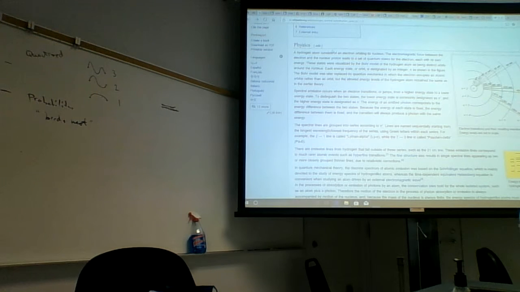In quantum mechanics, we look at this quite a bit differently. In quantum mechanics, we have more numbers designating this. And so this is called n equals 1, L equals 0, and m equals 0.